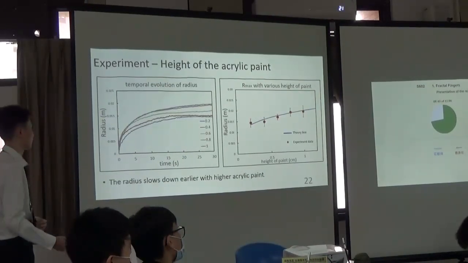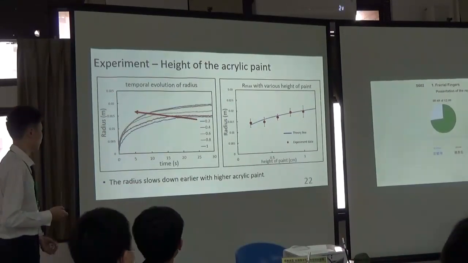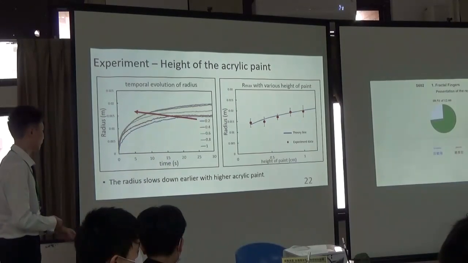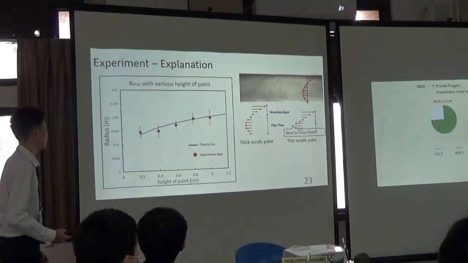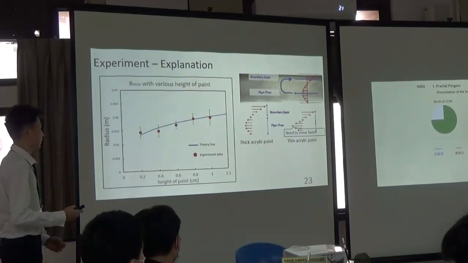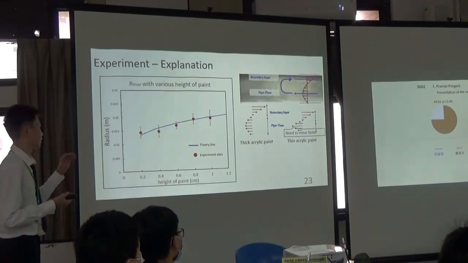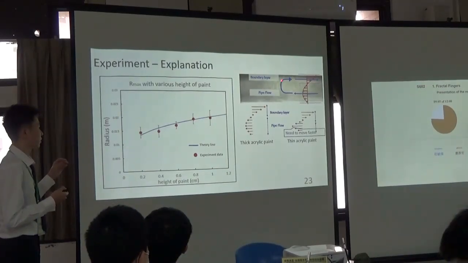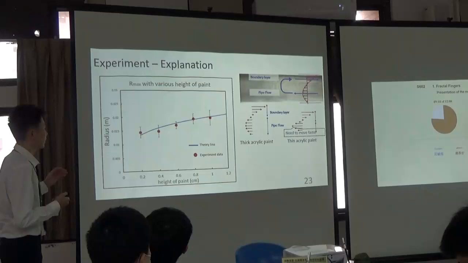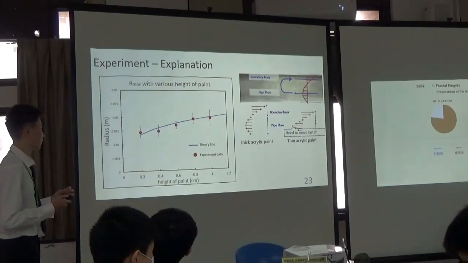And next is about the experiment on the thickness of the diluted acrylic paint. You can see that the growth of the radius slows down earlier with a thinner acrylic paint layer. It is because both the mixture and the acrylic paint are surfactants. So the Marangoni flow will trigger the boundary layer to flow with each other. And because we need energy to compensate the boundary layer, it generates a pipe flow.